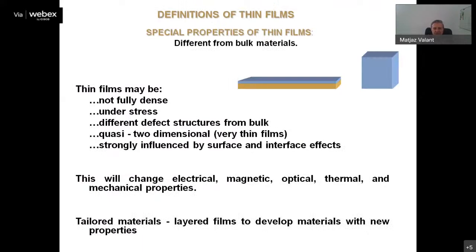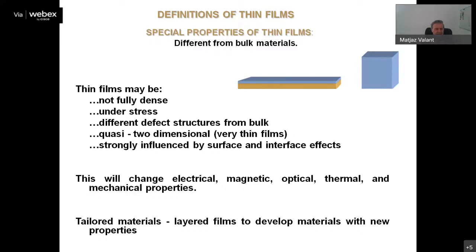So what can thin films be? The thin films can be very dense, like single crystal layers, but we can also produce highly porous films. It depends what kind of material and what kind of processing method we use. Normally the thin films are under stress, either compressive or tensile stress. We will talk about that. And this stress depends on matching the structural patterns of the film with the structural patterns of the substrate. The film would also have very different defect structure and different defect concentration compared to bulk. And that's all because of the different processing method and different stress and strain conditions in the film.